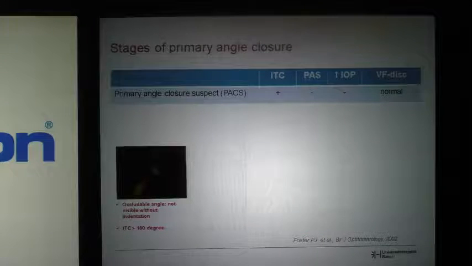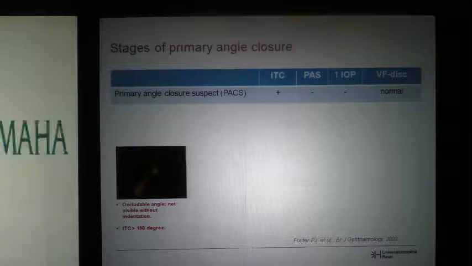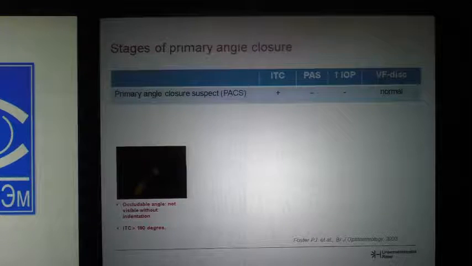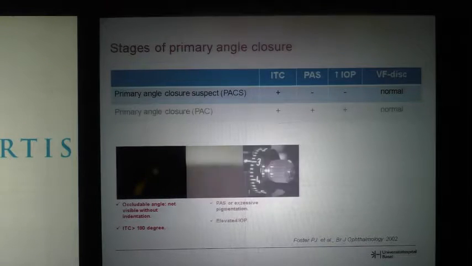So the current classification is based on the publication of Foster and co-workers, which was 10 years ago, and he defined primary angle closure suspects as those which had an irregular trabecular contact over 180 degrees or 2 in 4 quadrants, but there are no peripheral anterior synechiae, and IOP is normal, as well as the visual fields and the optic discs.